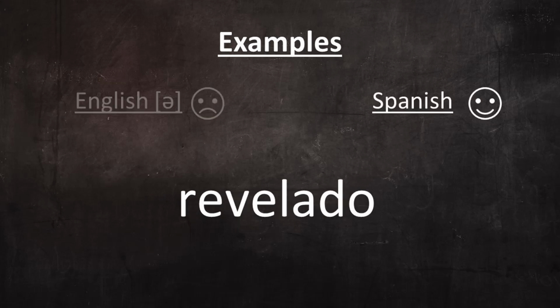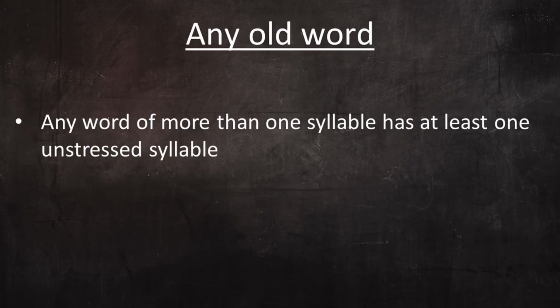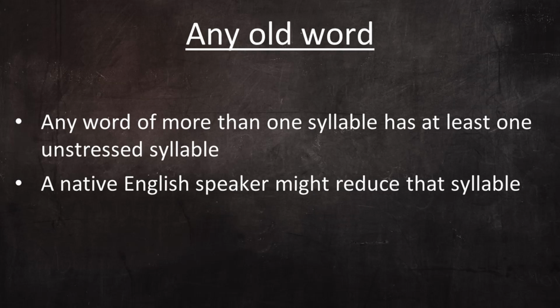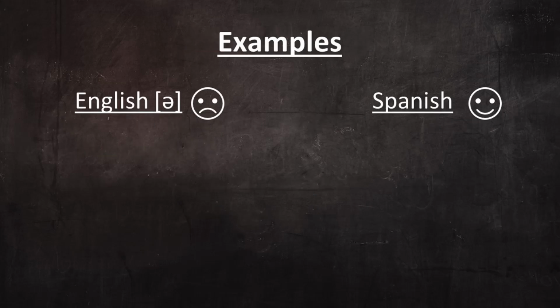Of course, any word of more than one syllable has at least one unstressed syllable, and a native English speaker might reduce that syllable, even if the word doesn't bear any resemblance to an English word. Observe these examples.